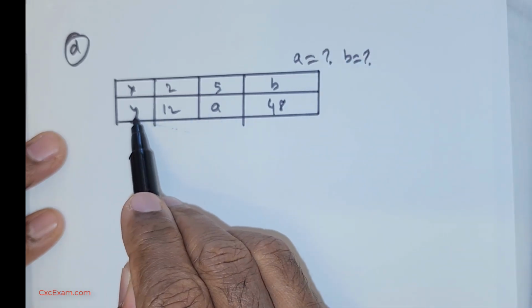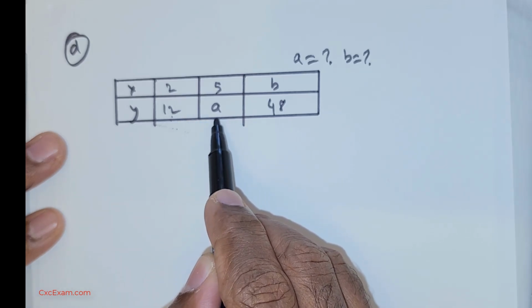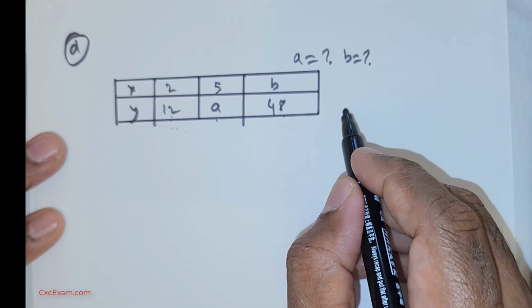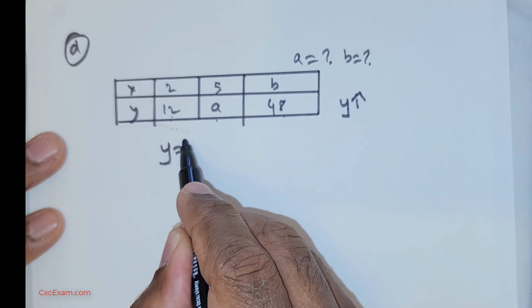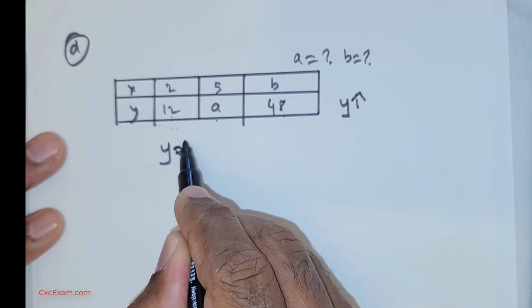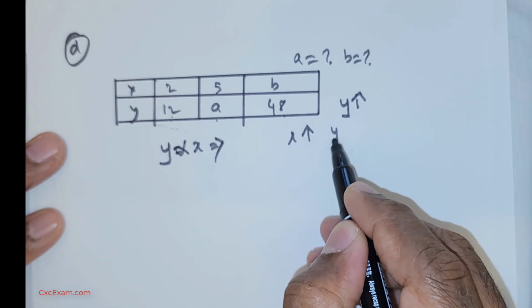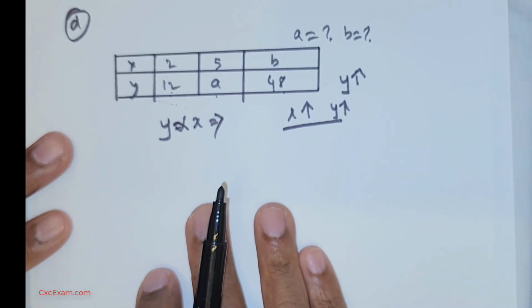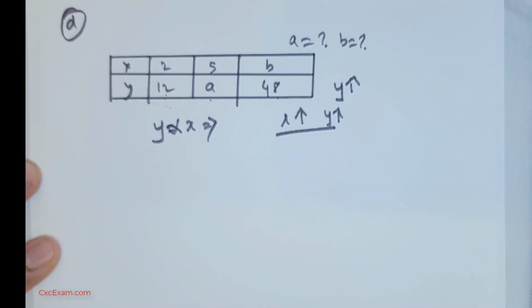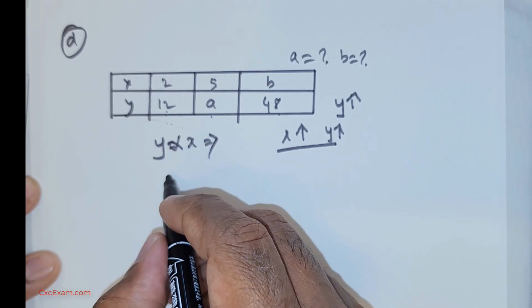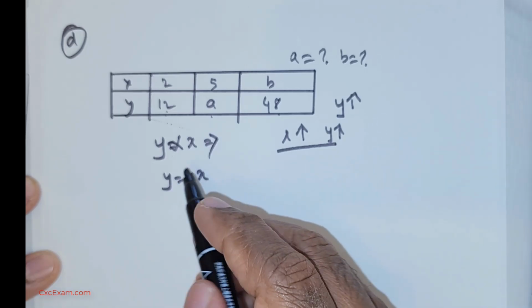Now observe the values for y. The values are starting with 12. We do not know what this value is, but apparently the next value is 48. So y is increasing. When y increases, this is the connectivity we should have: y is proportional to x. That means when x increases, y will also increase. Okay, so this is called the directly proportional expression. So I have to take this proportionality sign and replace it with a k. So y is equal to k times x.